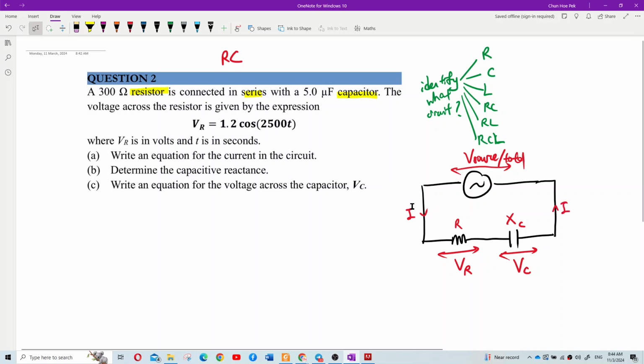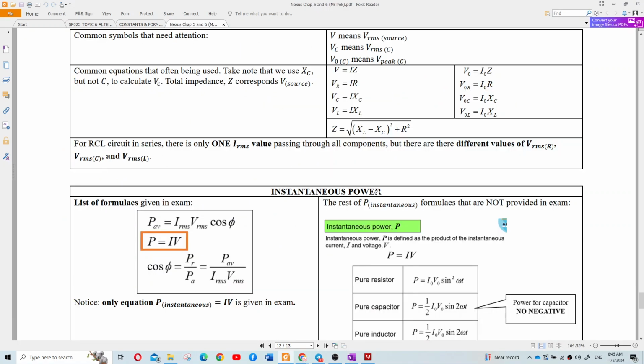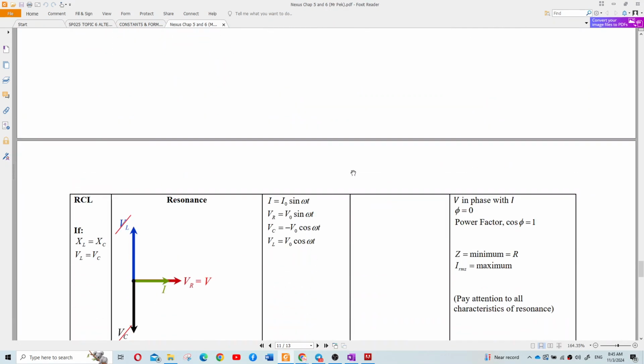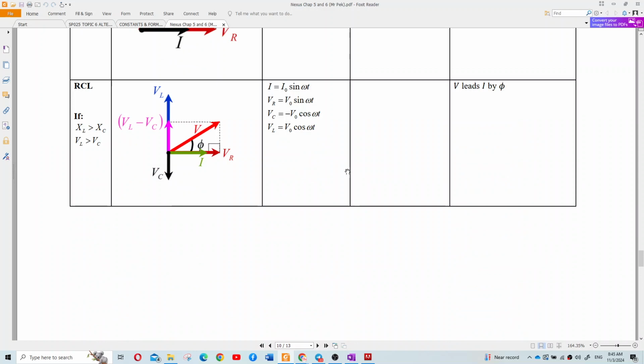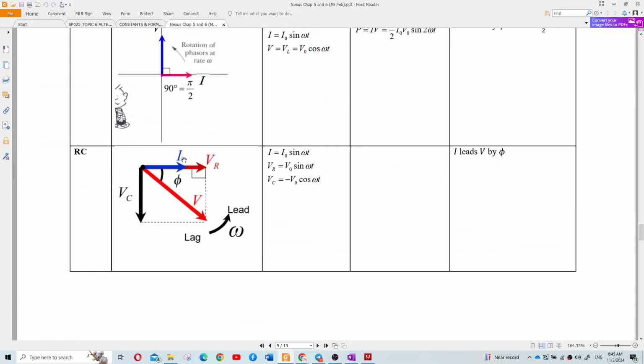So current is the same for both components. Current for resistor and current for capacitor is the same, but voltage is different. We have VR and VC, they are different. So remember what you learned just now. This one, where is it? RC circuit. This one, class. RC circuit.